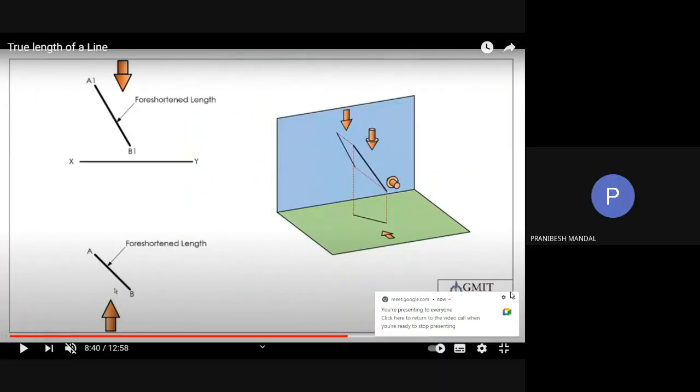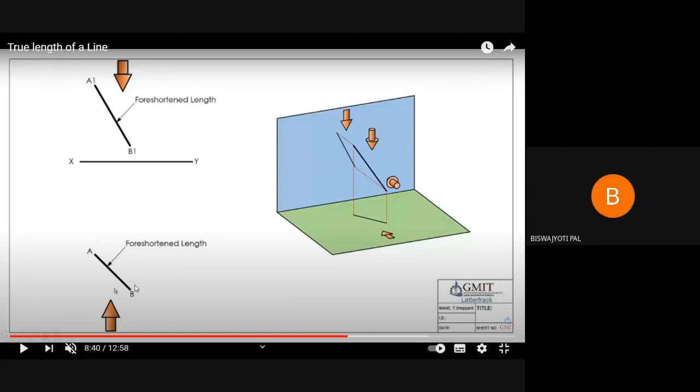So this was the case, right? You had a line which is not horizontal, which is not a profile line, so it will have two views in the horizontal and the vertical plane. Up to this, is it okay? Yes, sir. Okay, fine.